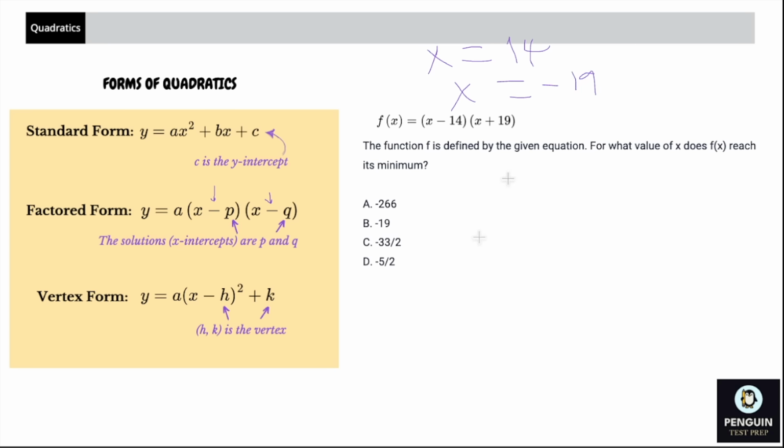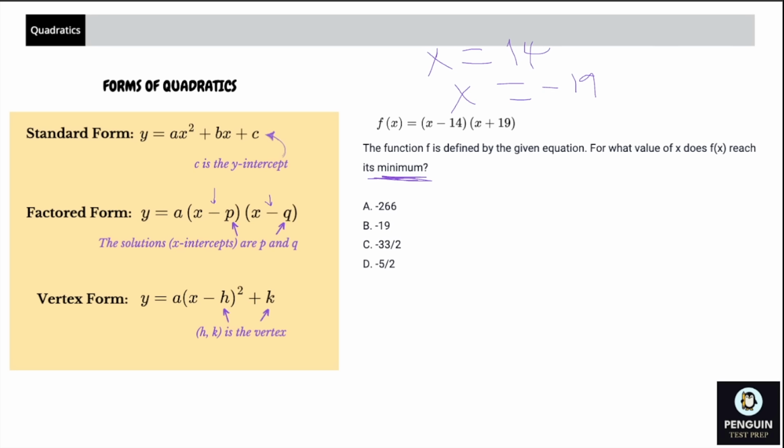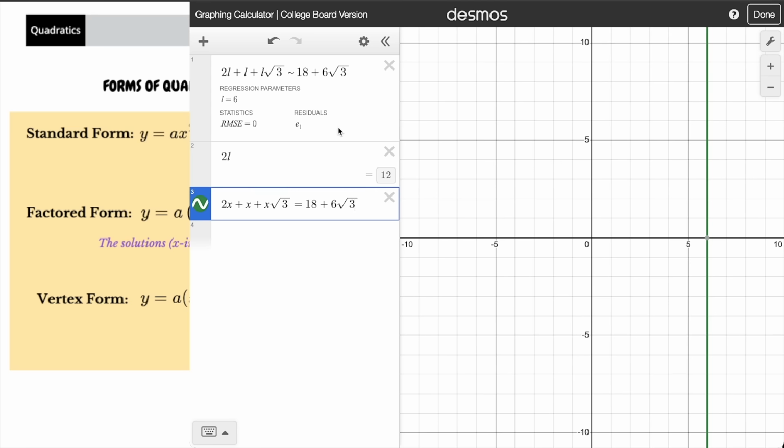Another cool thing about the x-intercepts is that they are always going to be equidistant from the vertex. And whenever we're being asked about the minimum of a quadratic, we're being asked about its vertex. Because if you think about it, well, let's not just think about it, let's actually visualize it.